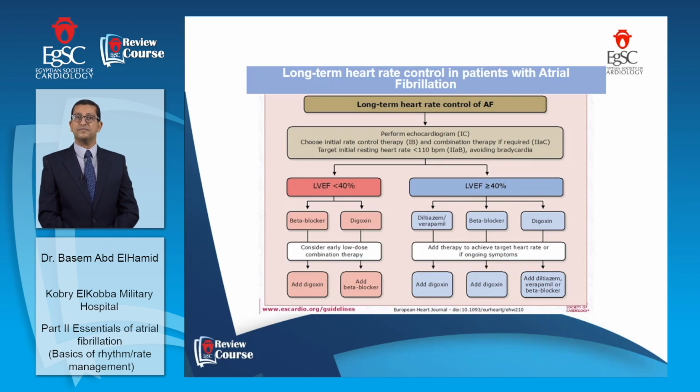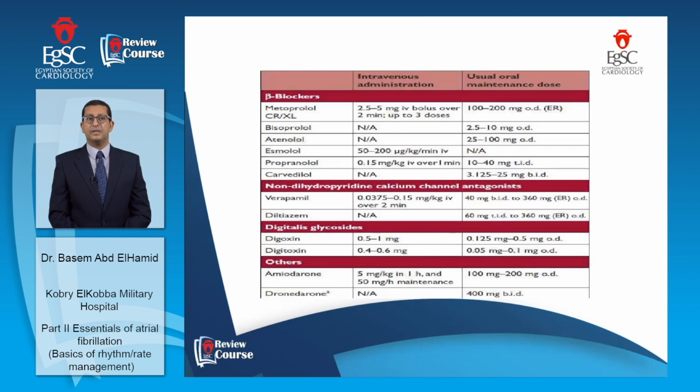In case of ejection fraction less than 40%, start with a small dose of beta blocker, or digoxin. If the patient is still symptomatic, add digoxin in case of beta blocker, or add beta blocker in case of starting with digoxin. These are the medical treatment drugs that are used to control the heart rate, including the beta blockers, the non-dihydropyridine calcium channel antagonist, the digitalis, and finally the amiodarone and dronedarone.